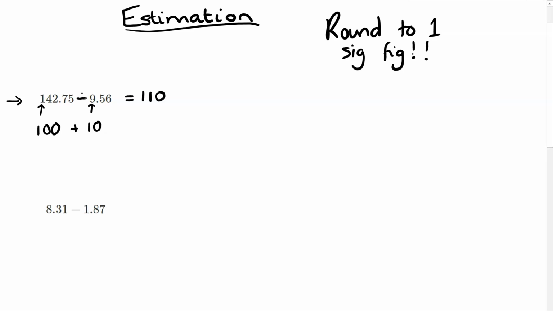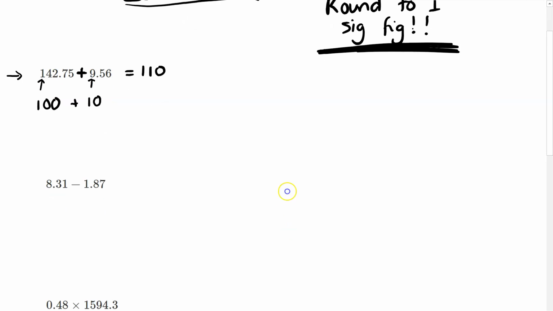Now I know it's very tempting maybe to say that this one should be 140 and this one should be 10, therefore you get 150, which is closer to the real thing, but you will be marked wrong because they are looking for that one significant figure. Okay, on to the next one.